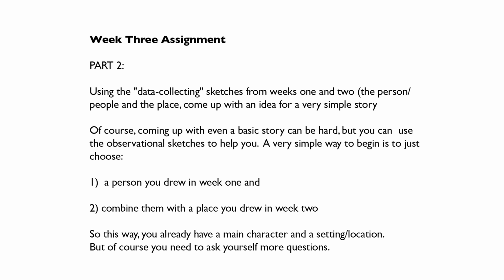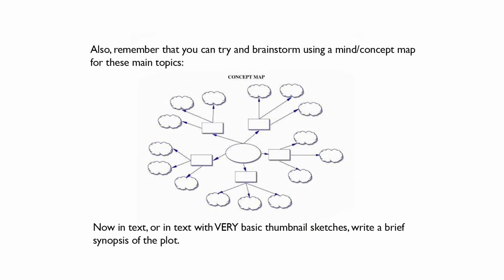One idea, which I had when I first came up with this concept, is that maybe it could be a fun idea to take a person that you drew in week 1 and then combine them with a location or a place that you drew in week 2. I think this is maybe the easiest way to approach this task, especially if you're having problems coming up with ideas. There is no perfect advice I can give you about brainstorming. Sometimes you come up with an excellent idea very fast, and sometimes it takes a bit longer.